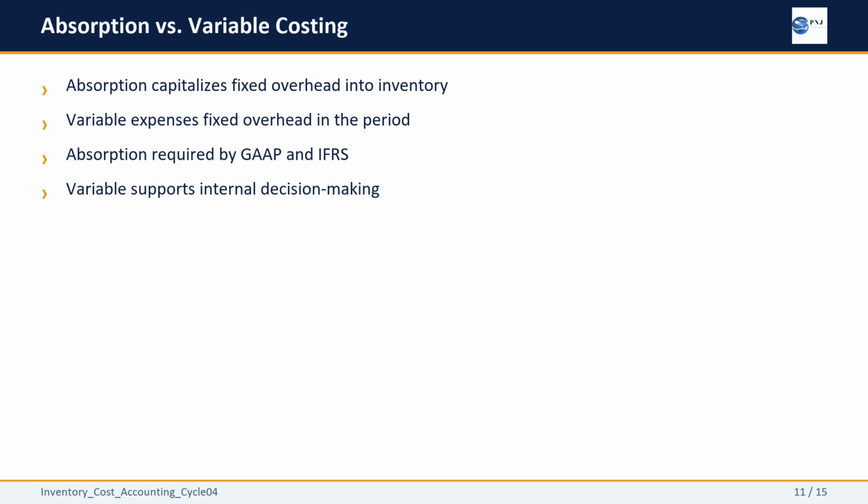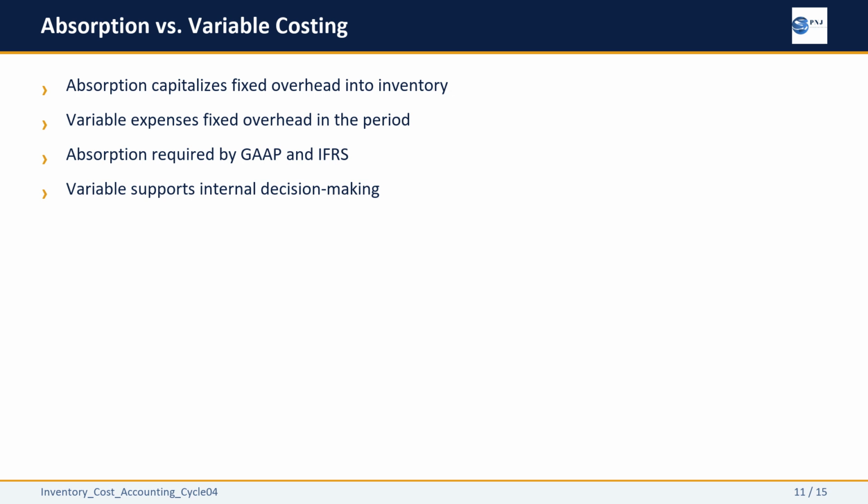Here is the choice that changes your reported income. Under full absorption costing, both fixed and variable manufacturing costs are capitalized into inventory. Fixed overhead flows to cost of goods sold only when the inventory sells, not when it is produced. This is the method required for external reporting under Accounting Standards Codification 330 and International Accounting Standard 2.